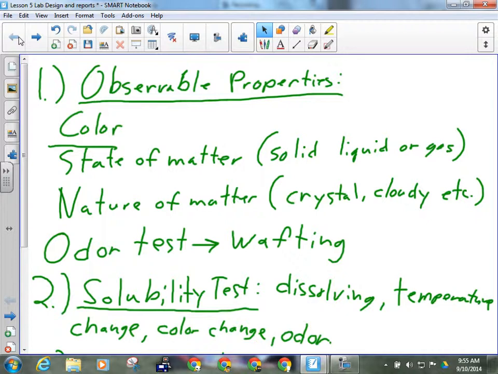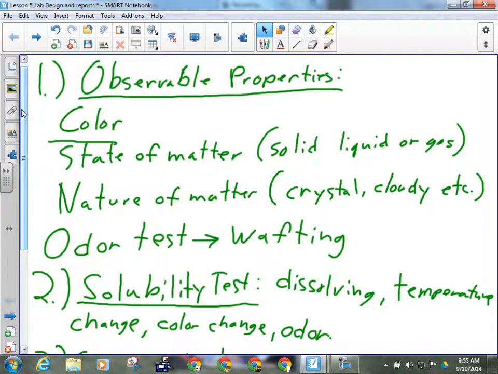Now the tests that we're going to want to run, probably Monday when we get into the lab. You're going to want to run an observable properties test. This is why I said don't close your books. That'll be the first one you want to run. Why? Because all the other tests will change the sample. This is when the sample is in its pure form for you.